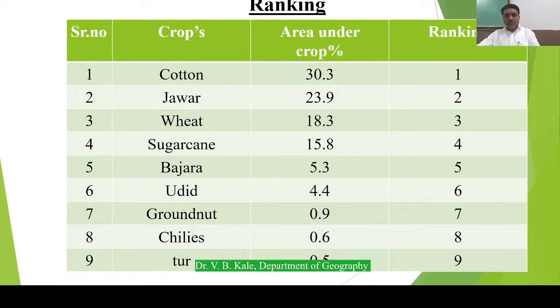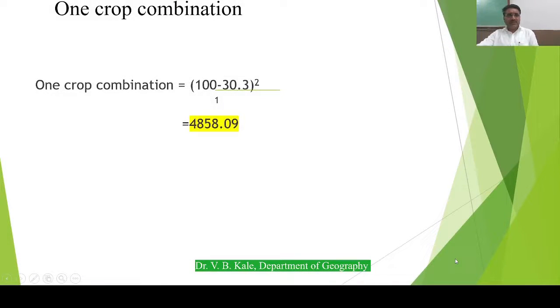So first of all, we have to give the ranking, which crop is ranked first and which crop is ranked second according to the area under crop. So cotton ranks first because it occupies 30.3, and that's why ranking is first. Jawar ranking second, 23.92. So accordingly we can give the ranking of each and every crop according to area under crop. Okay. So 1, 2, 3 up to the ninth. So let us see next.